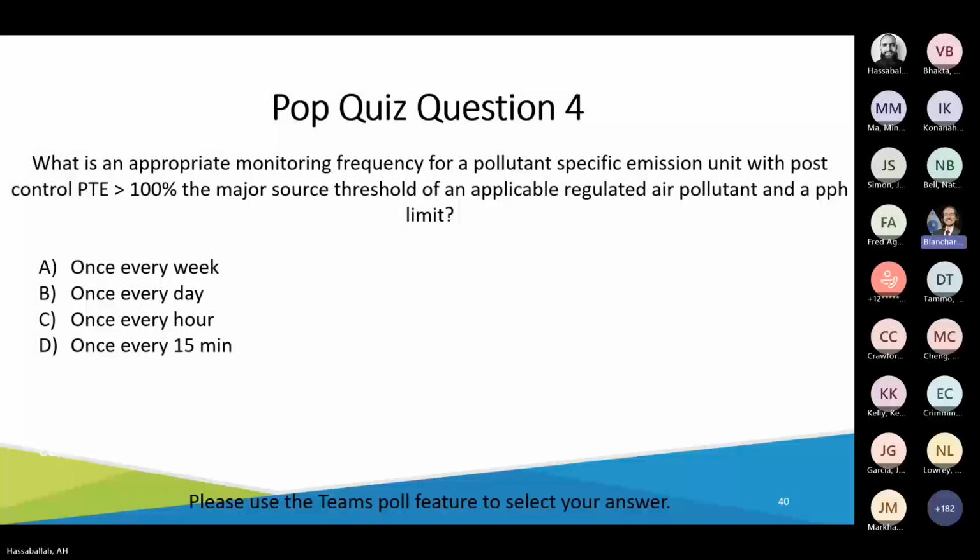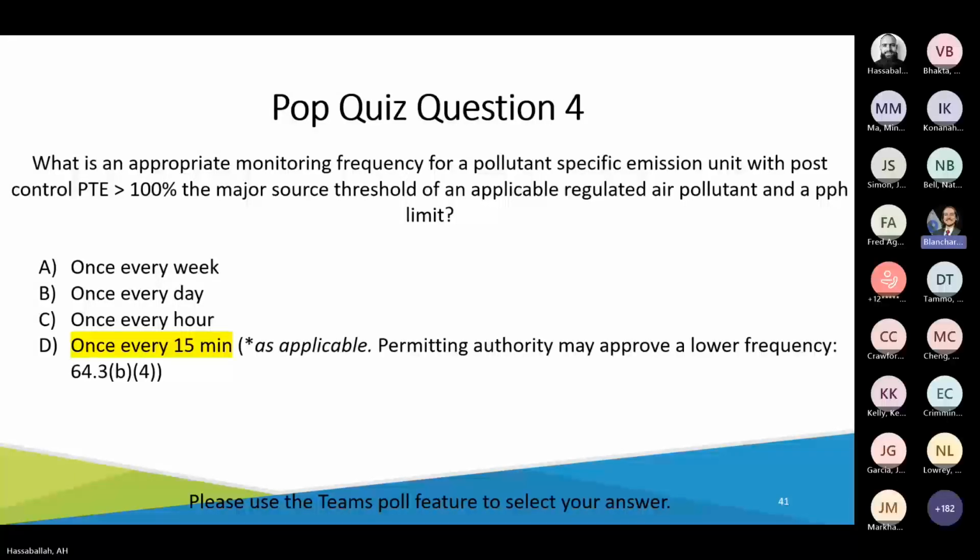End the polling here. So the correct answer is D, once every 15 minutes, as applicable, and the permitting authority may approve a lower frequency. But under 64.3(b)(4), we do have specifically in the CAM rule that the owner or operator shall collect 4 or more data values equally spaced over each hour and average the values. That's applicable, of course. So D, once every 15 minutes, is the correct answer here, in part because of that rule citation.